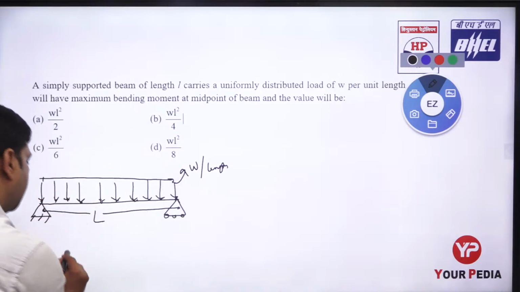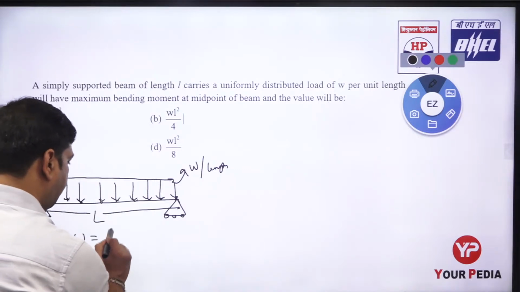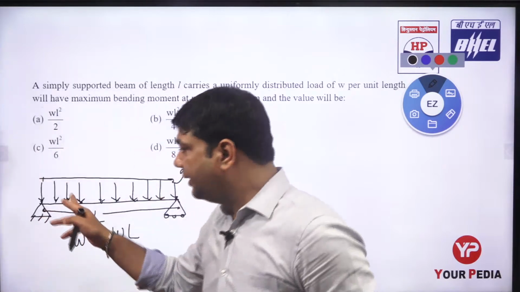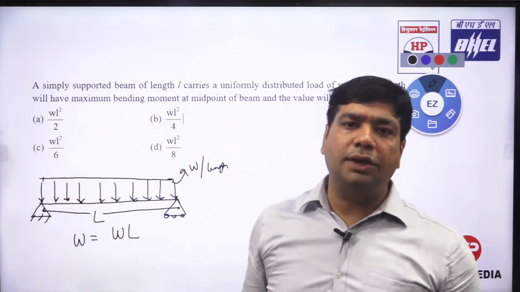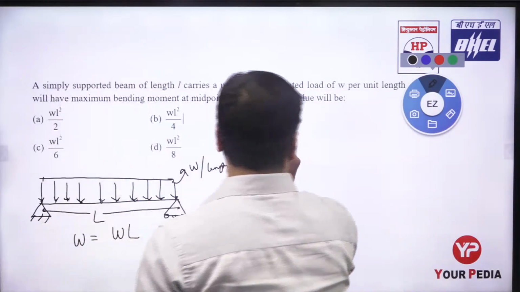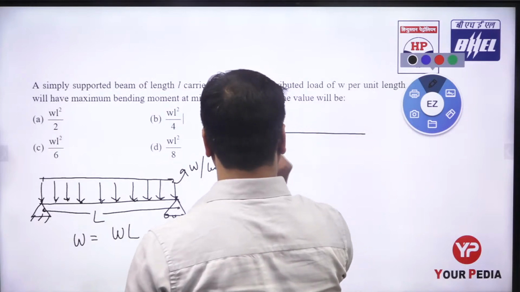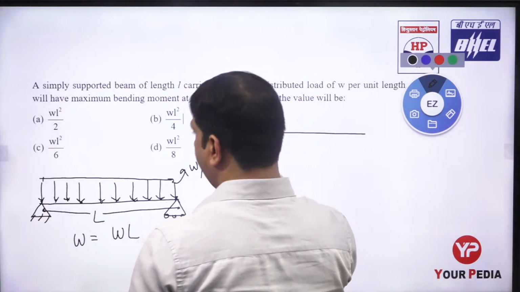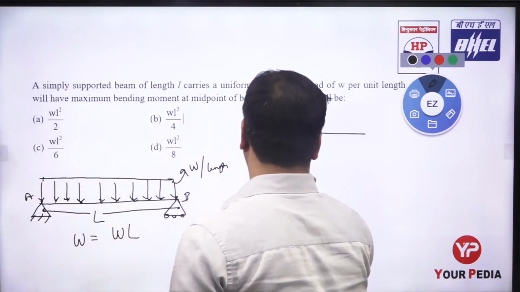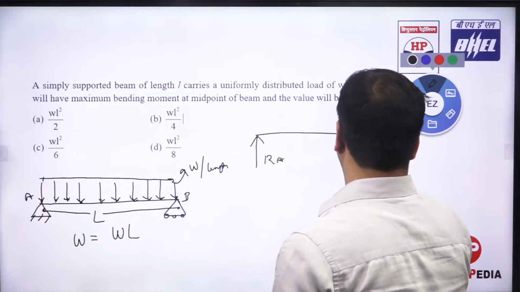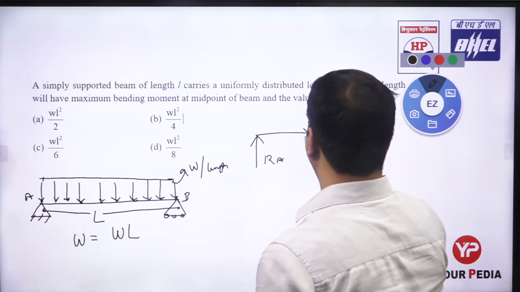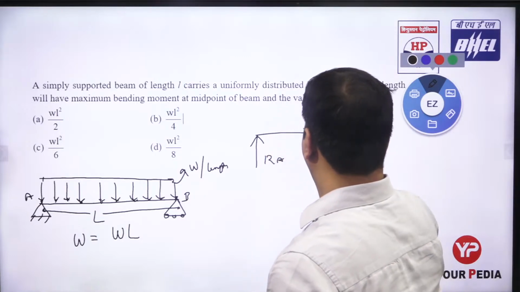So the area of this one is W into L, and this is acting at the centroid. You see, this is a rectangular shape, and a rectangular shape has its centroid at L by 2. We can draw the member having reactions. This is assumed point A, this is assumed point B. So this is R A, and this is R B, and let us assume this is the W L.